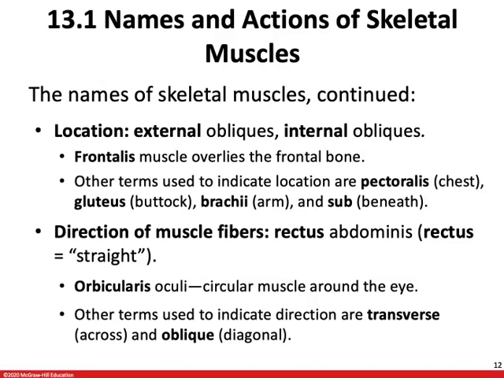Finally, muscles might be named for the direction of the muscle fibers. For example, the rectus abdominis. Rectus means straight, so these will be the very long, straight muscles of the abdominal region. The Obicularis Oculi, which would be the circular muscle around the eye, again, is named for its shape. Other terms to indicate direction would be things like transverse, across, or oblique, which would mean diagonal.